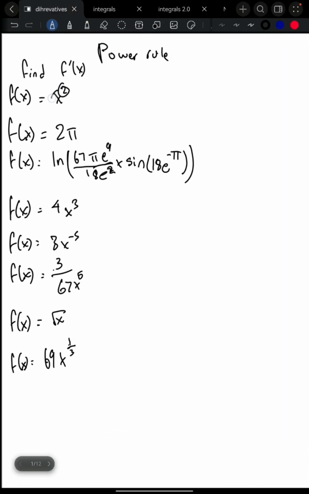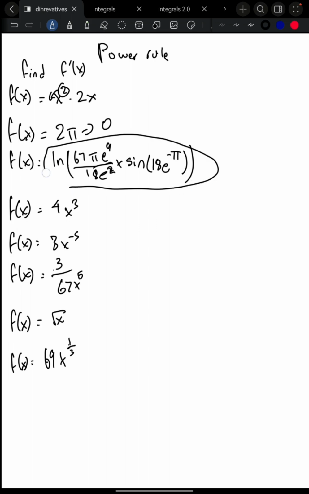I said you bring the power down, so 2. Subtract 1 from the power, so 2 minus 1 is 1. x to the 1 is just x, right? So the derivative of x squared is 2x. Derivative of 2 pi, with respect to x at least, is just 0, because pi is a constant and 2 is a constant, so it's just 0.